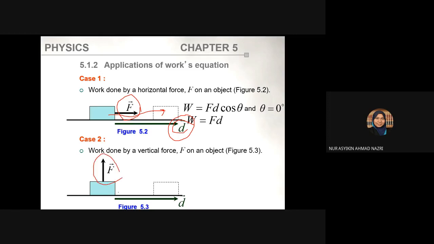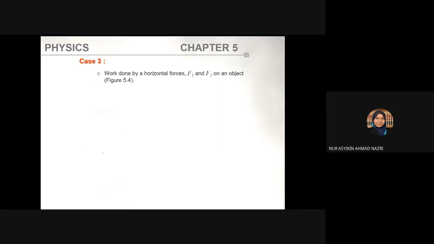Okay, but you are moving in this direction, but the block moves in this direction. So what happened? What happened is theta angle equals 90 degrees. So when 90 degrees, when we substitute in this cos 90, we get 0. So no work done. So even though you move it with a force like this, the work done equals 0. Macam tak buat kerja lah.